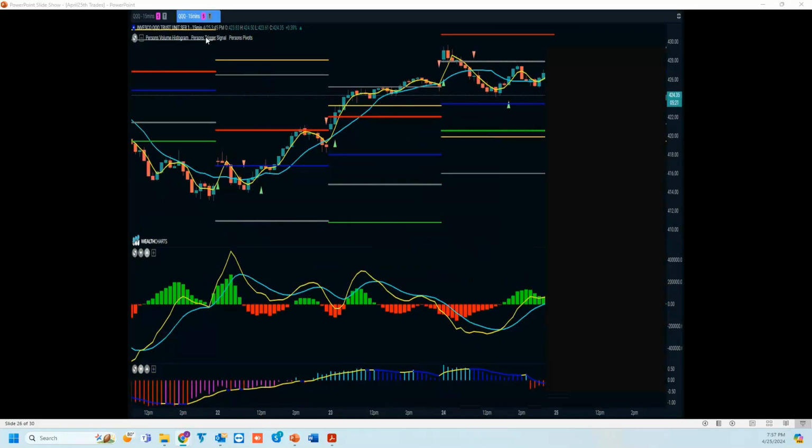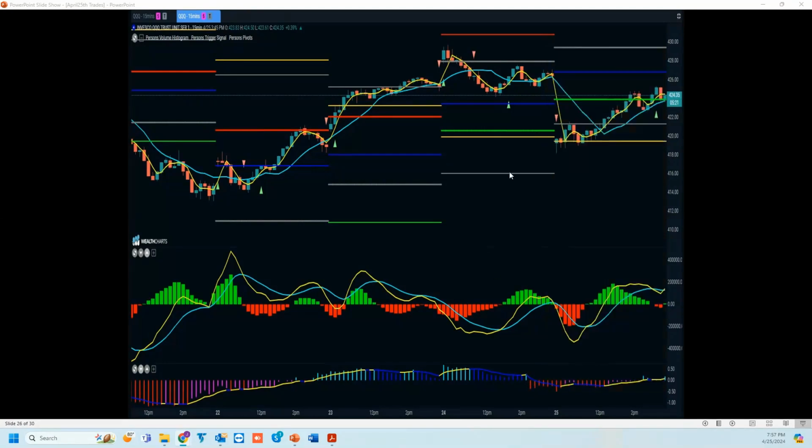So this is the QQQ. So the Q's relative to the S&P. The market right before earnings yesterday, nobody's really buying. As you can see, the momentum of the volume's weakening. And guess what? The relative strength's going down. Ouch.